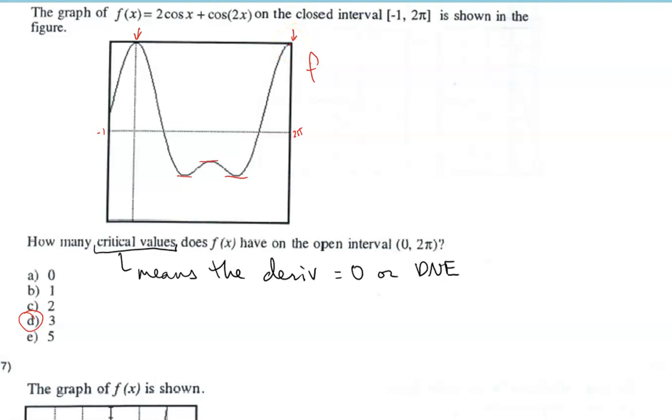Okay, and then because this is a smooth curve, it doesn't have any jumps or holes or cusps or anything, then there's nowhere where the derivative doesn't exist.